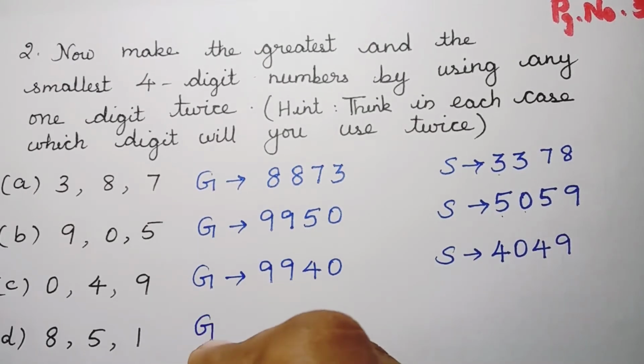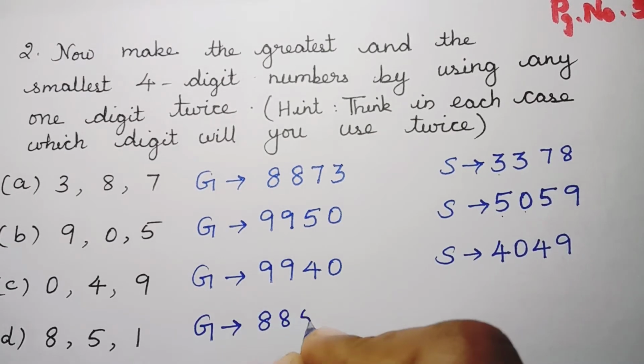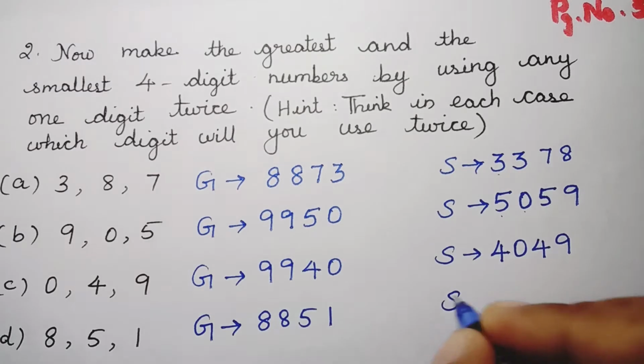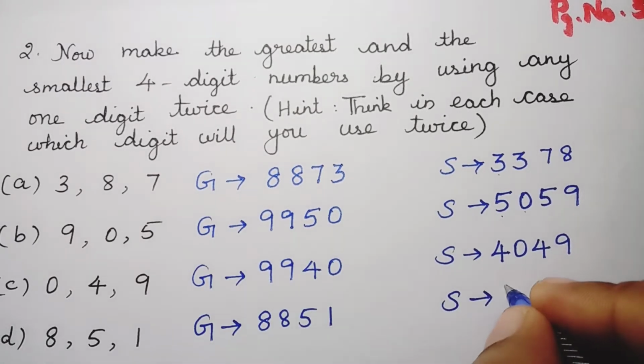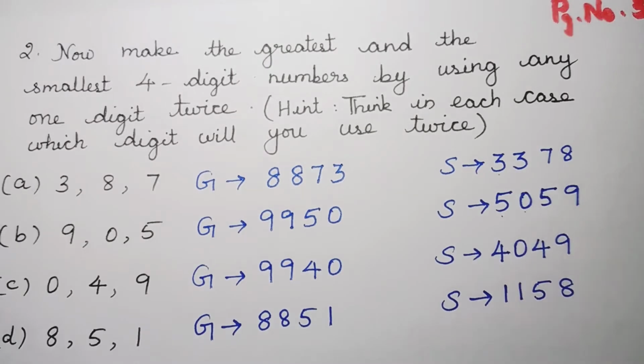So what is the greatest number here? Write 8 twice, then 5, then 1. What is the smallest number? Write 1 twice, then 5, 8. Write it in the ascending order.